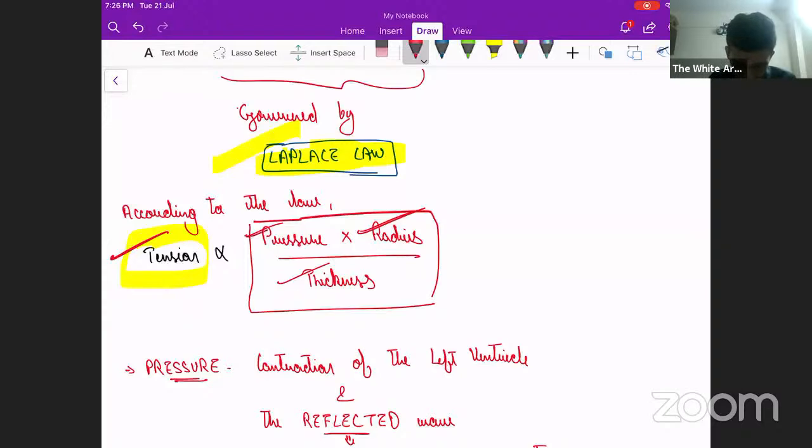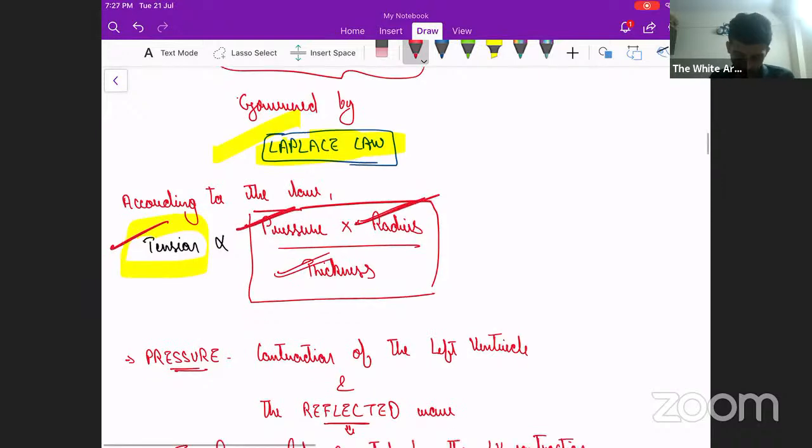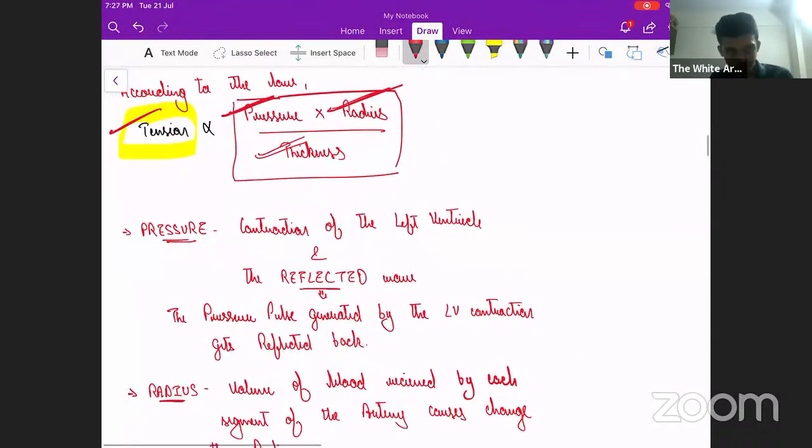In the same way, pressure also. If stroke volume is large, as in aortic regurgitation, what happens? Again, the pressure generated is high because the left ventricle contracts vigorously, so the tension developed will be high. So it is directly proportional to the pressure, directly proportional to the radius, and inversely proportional to the thickness of the vessel. Let's look into each component.